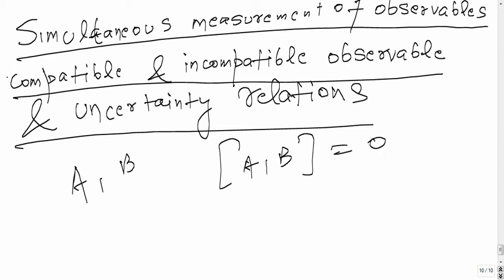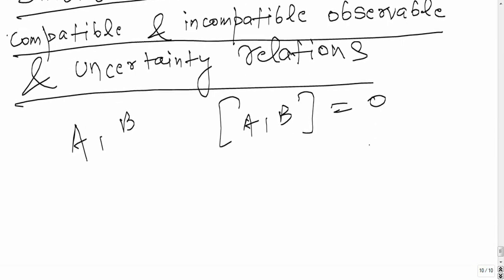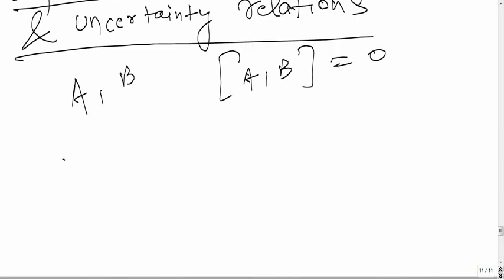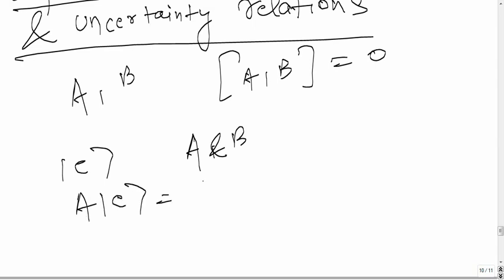So both of these definitions are equivalent, as can be shown by the following very simple calculation. Let E be a common eigenvector shared by the observables, or operators, A and B. That means A operating on E would be equal to some eigenvalue lambda_A times E, and B operating on E would again be some eigenvalue lambda_B times E.